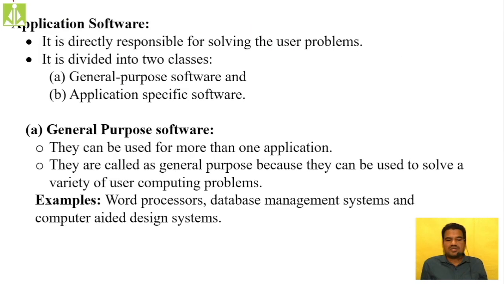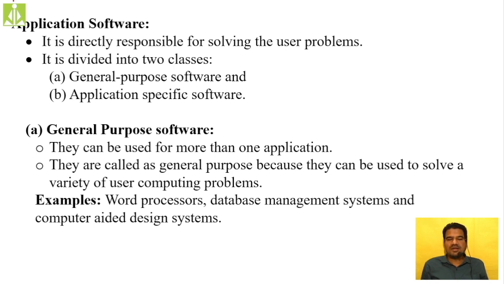Okay. So the next thing, application software, is directly responsible. Operating system is not directly responsible for satisfying the user needs, whereas your application software is directly responsible for satisfying the user needs. Whatever desire you have, whatever job you want to be fulfilled by the computer, you will give that job to the application program. You will not give that job to the operating system directly.